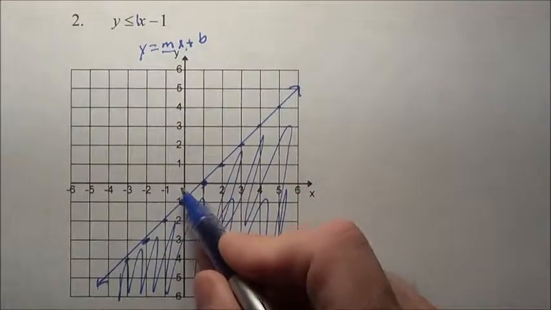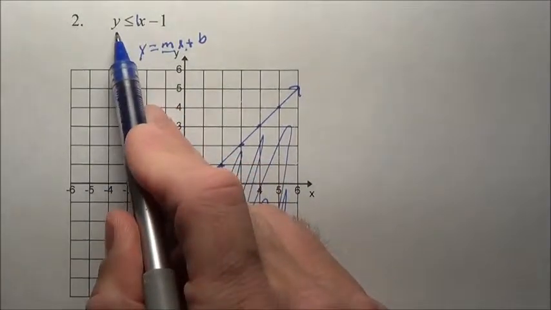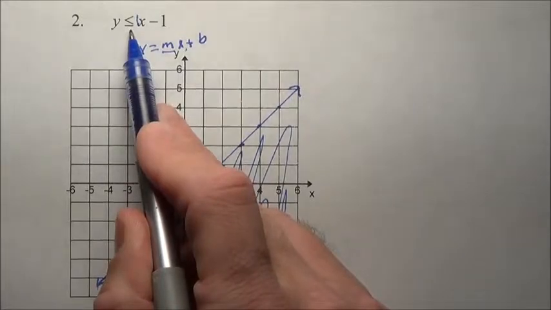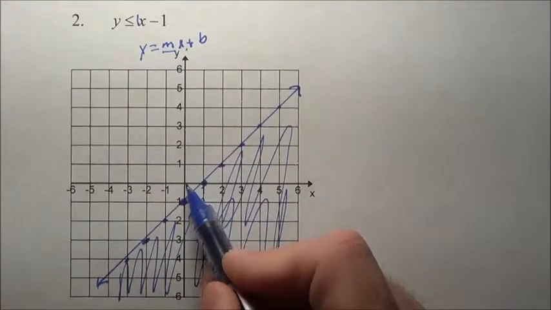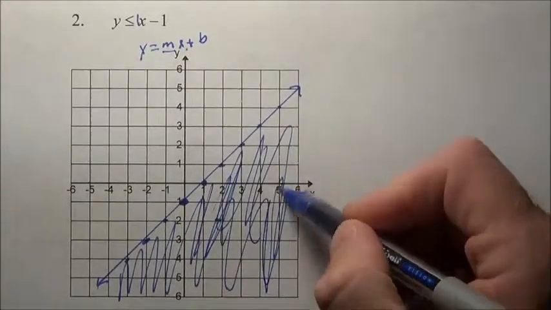Now sometimes they say, pick a point and see if it works. And usually they have you pick 0, 0. If I plug 0, 0 in there, 0 is not going to be less than or equal to 0 minus 1. So I know I'd be on the wrong side, meaning I have to be on this side. That's the way some teachers like to do it.